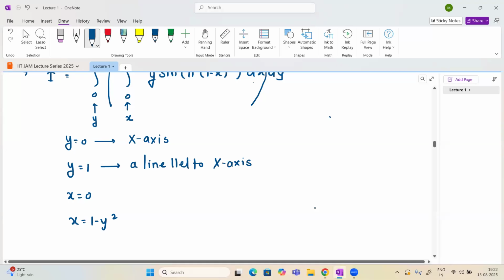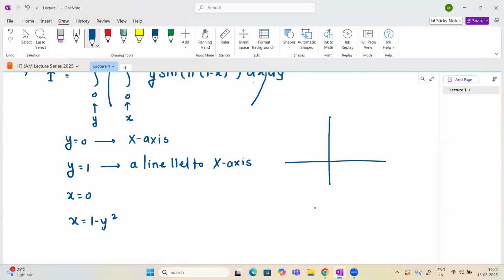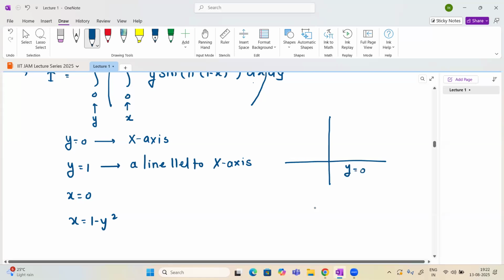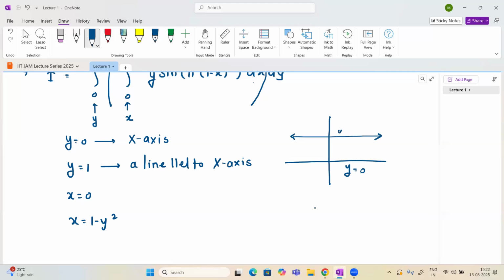A line parallel to the x-axis, right? Okay, what will I do? I will draw the diagram simultaneously. So we have the x-axis, that means y is equal to 0 here. Y is equal to 1 is a line parallel to the x-axis. X is equal to 0 represents the y-axis. Agree with me?